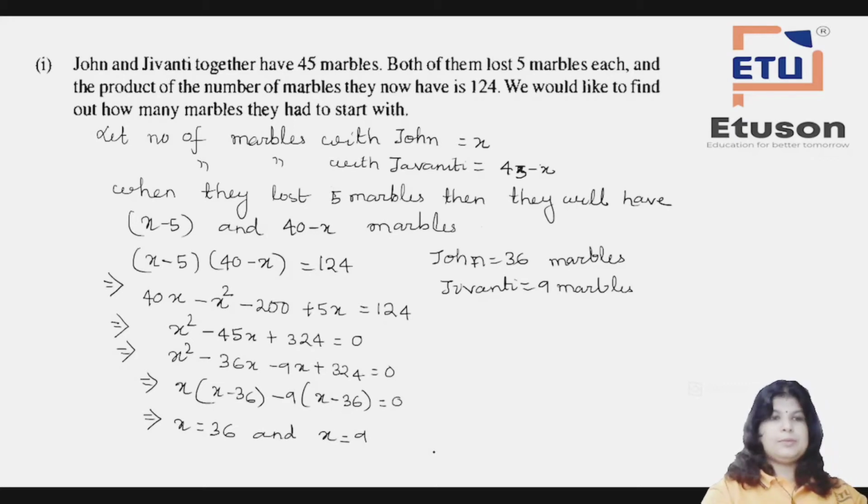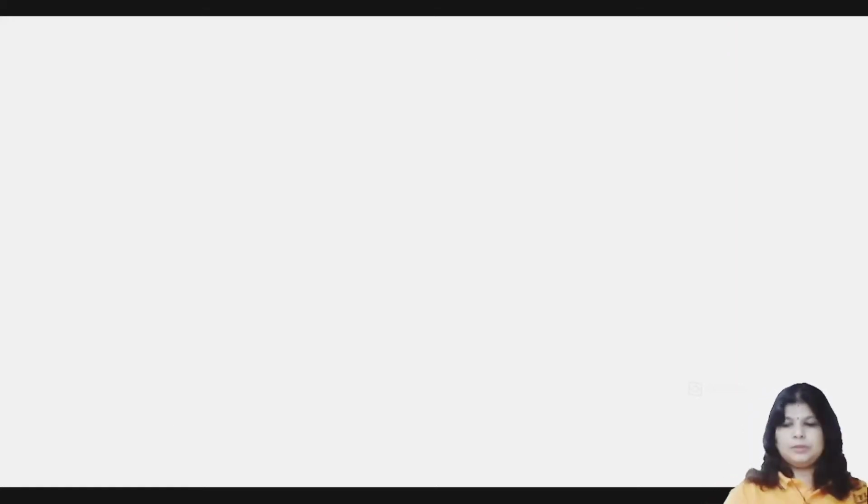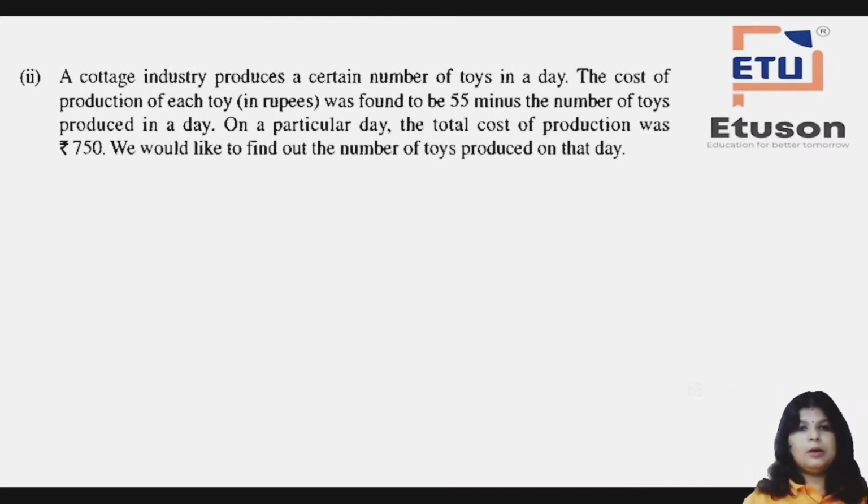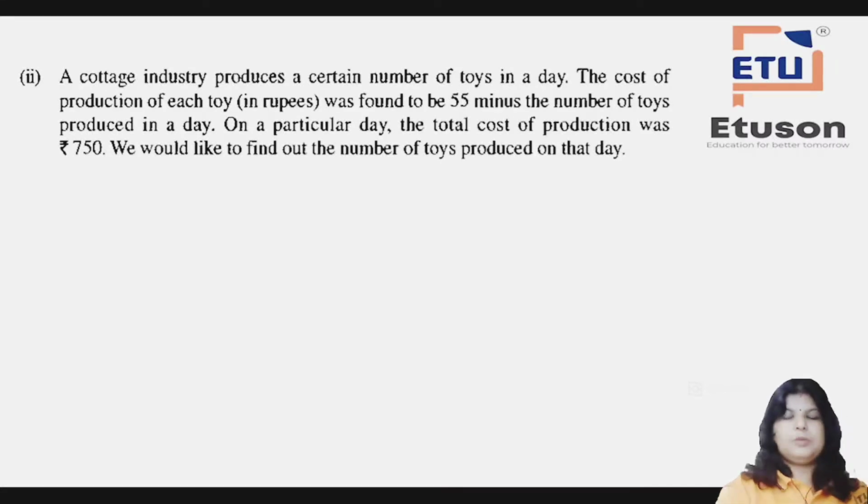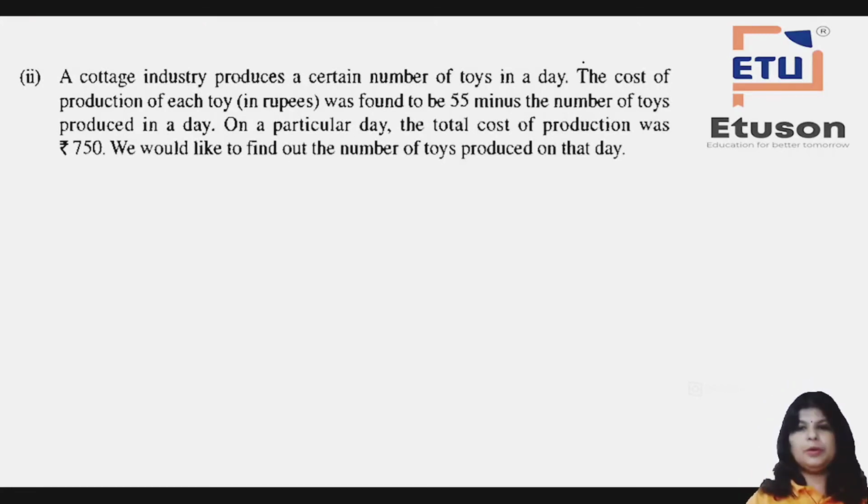Okay, so now let us go to the next question. So what is your next question? A cottage industry produces a certain number of toys in a day. The cost of production of each toy was found to be 55 minus the number of toys produced in a day. On a particular day, the total cost of production was 750. We would like to find out the number of toys produced on that day.